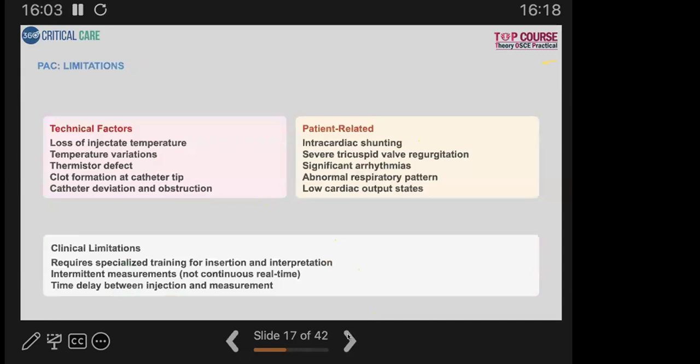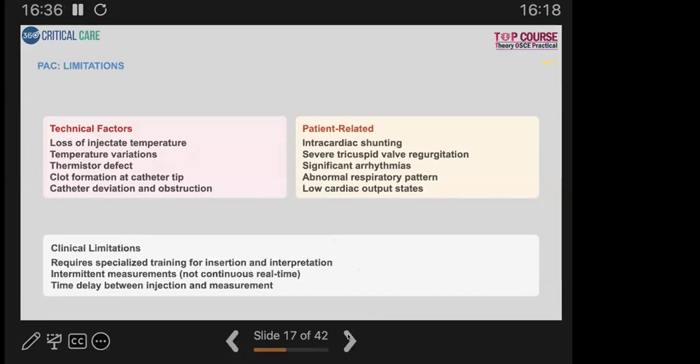So the main limitations with the pulmonary artery catheter include loss of injected temperature, temperature variations, thermistor defect, clot formation at the catheter tip, and catheter deviation and obstruction. Some of the patient-related factors are intracardiac shunting, severe tricuspid valve regurgitation, significant arrhythmias, abnormal respiratory pattern, and low cardiac output states. The main clinical limitations are that it requires specialized training for insertion and interpretation.